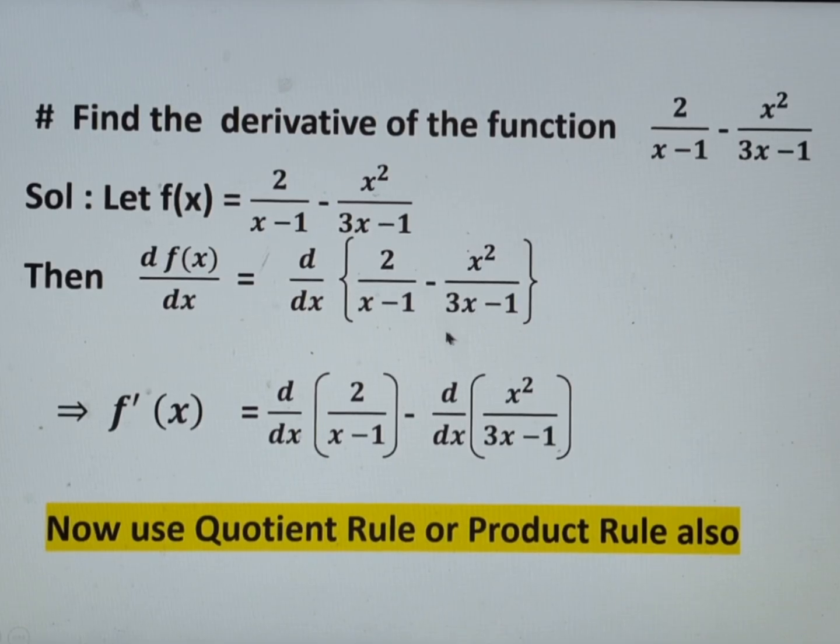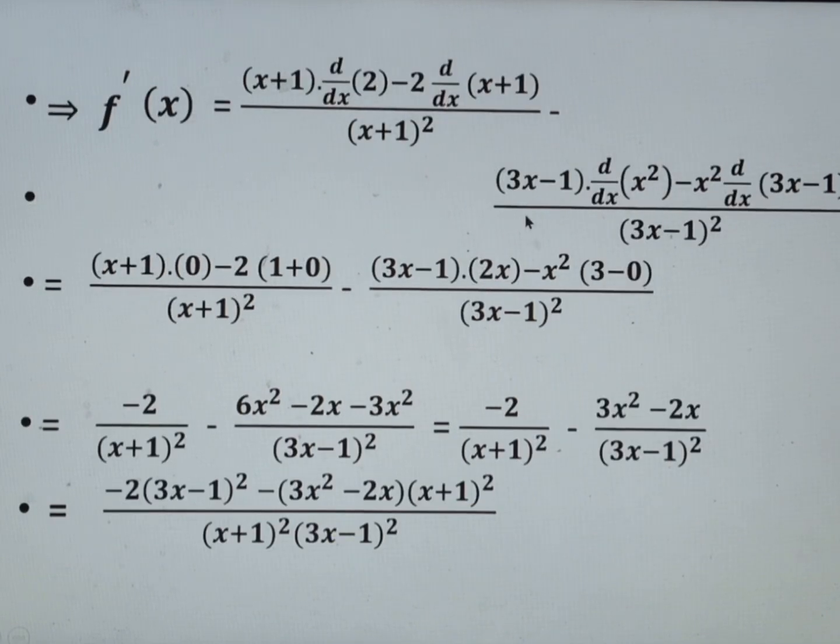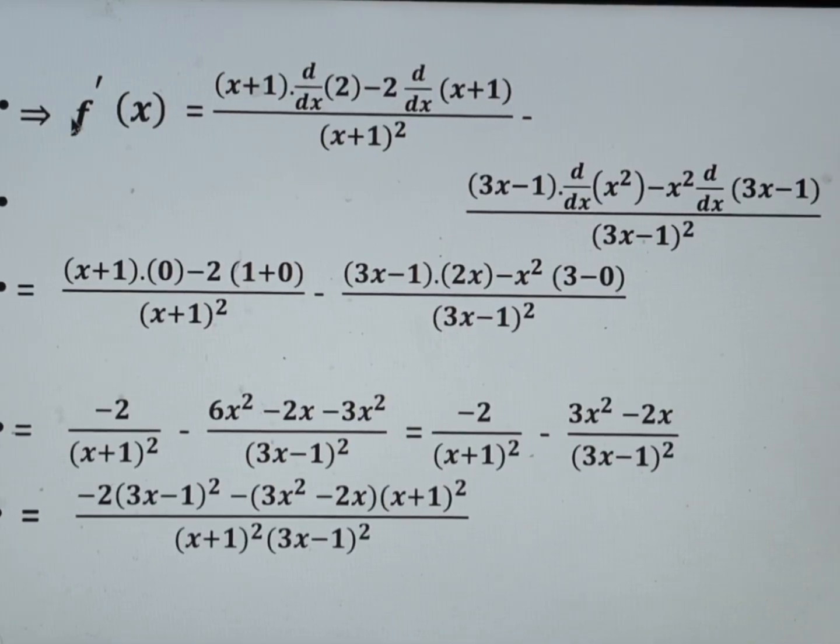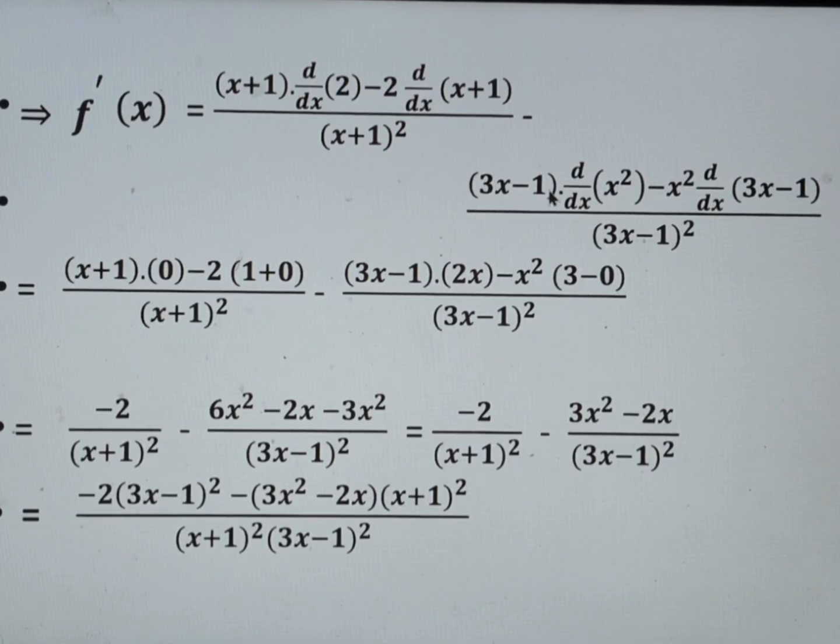Separate the terms. So we get derivative of 2 over x minus 1 minus derivative of x square over 3x minus 1. Now f dash x is equal to (x plus 1) derivative of 2 minus 2 derivative of (x plus 1) over (x plus 1) square, minus derivative of second term, that is equal to (3x minus 1) derivative of x square minus x square derivative of (3x minus 1) over (3x minus 1) square.